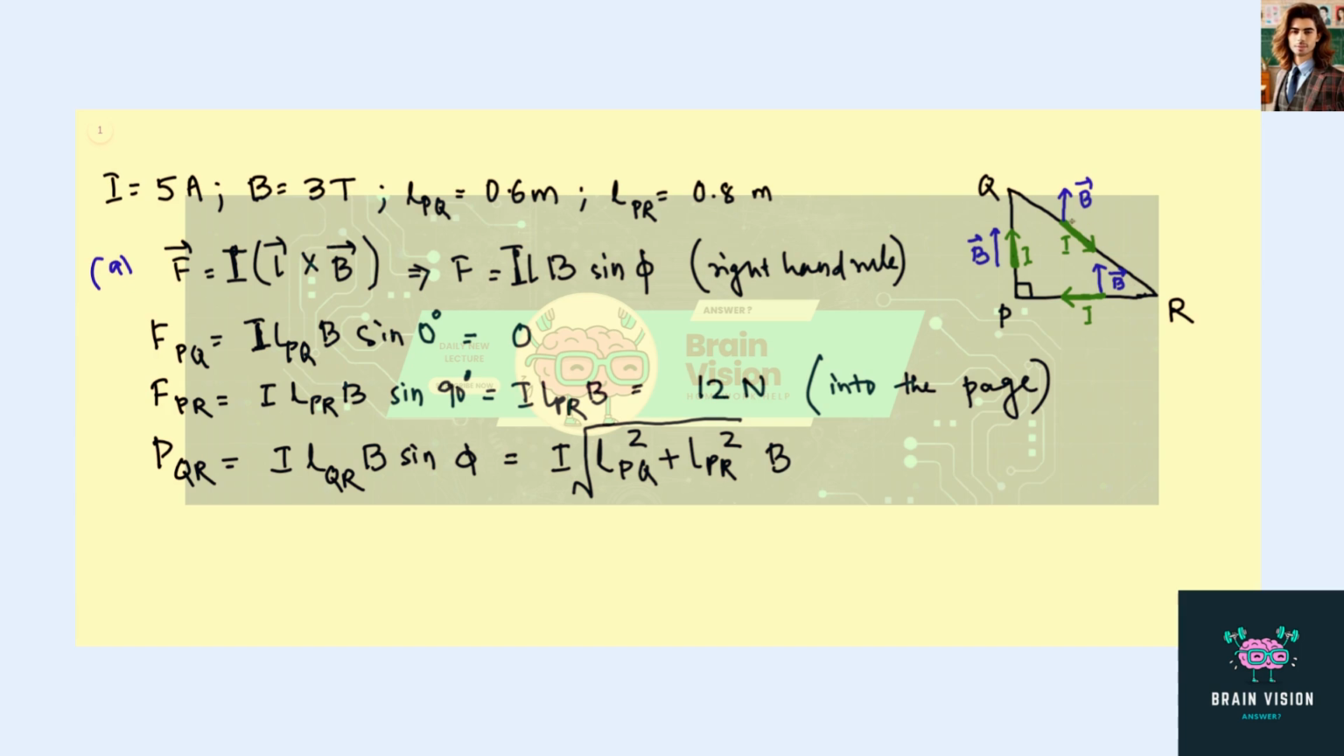Okay, let's check again. This is basically phi, so this is 180 minus phi, and this is 180 minus phi. So this will give this angle to be phi. If this angle is phi, then sine phi is going to be the perpendicular over hypotenuse. So that will be L_PQ over, okay, just a minute.